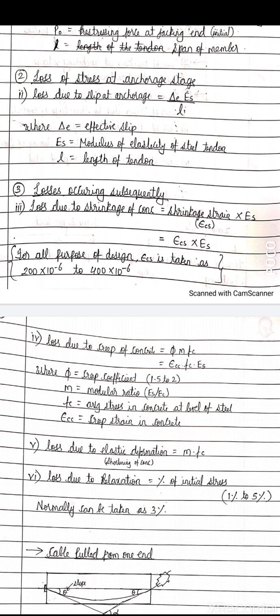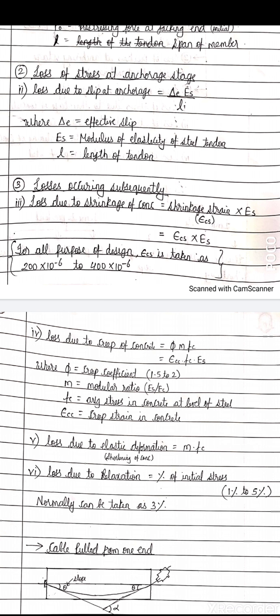Now let us understand what you mean by creep of concrete. Creep of concrete is nothing but the deformation in concrete which depends upon the interval of time for which the member is loaded. So creep is nothing but deformation, and it depends on time. Over a period of time, the deformation which happens in concrete is nothing but your creep of concrete. I hope it is clear now.